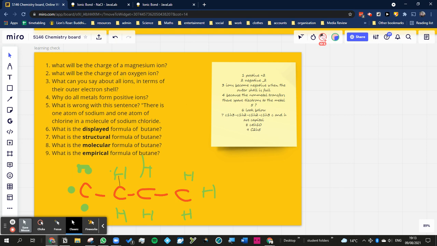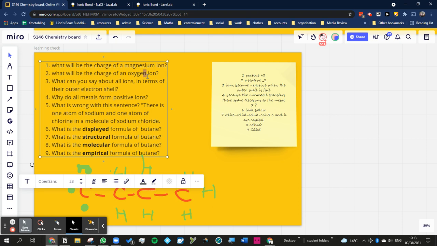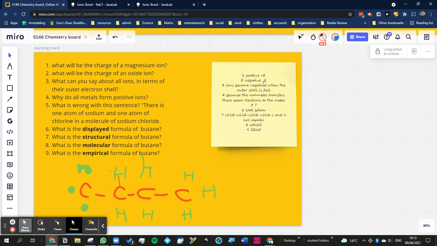Oxygen's in group 6, so it has 6 electrons in the outer shell. It will gain 2 to form an oxide ion. That should say oxide ion, not an oxygen ion. And so that'll have a charge of -2.